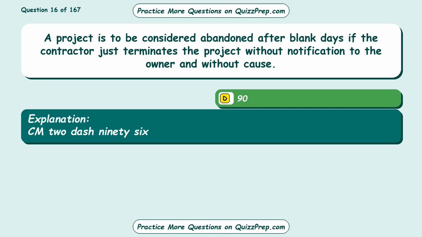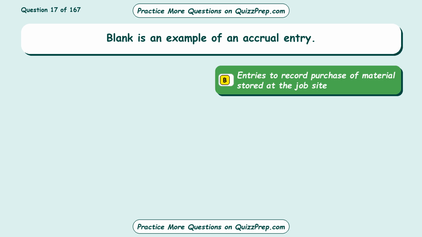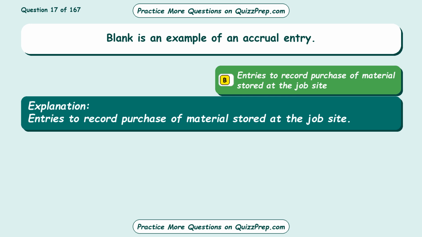Question 17. Blank is an example of an accrual entry. Option A, entries to record cash sales collected immediately. Option B, entries to record purchase of material stored at the job site. Option C, payments made strictly on a cash basis. Option D, writing a check for a daily lunch expense. The correct answer is option B, entries to record purchase of material stored at the job site.